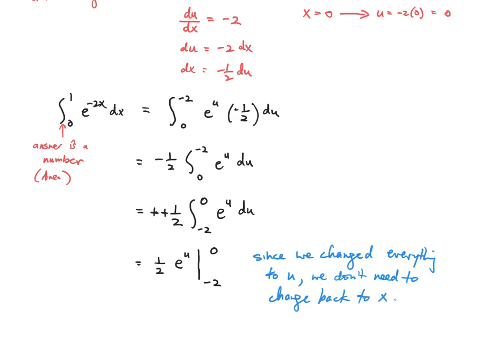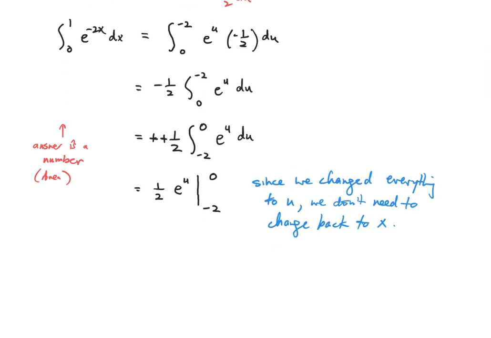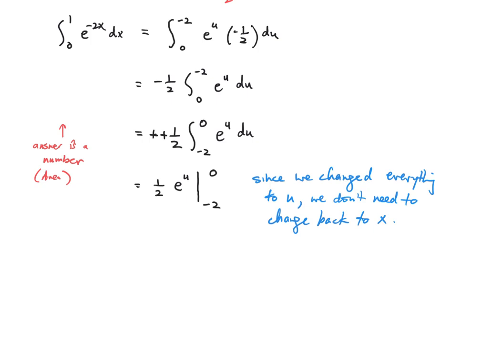So we could finish this off by evaluating our antiderivative at the two points there. So we're going to get a 1/2. I'm going to put parentheses here. We're going to substitute in the upper limit of integration, which is 0. And we're going to subtract what we get when we substitute in the lower limit of integration, which is negative 2.